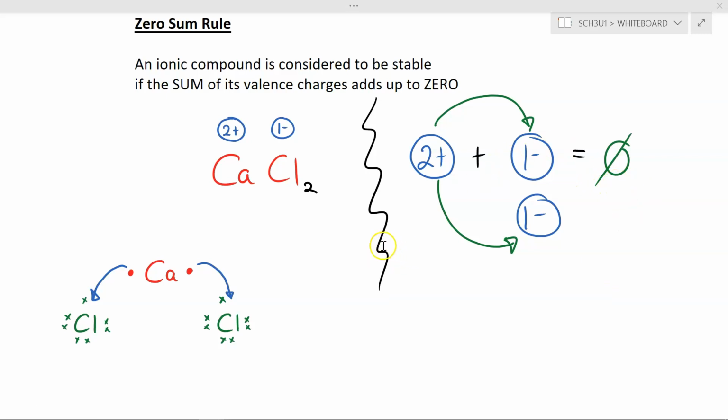Now, I know some teachers like to use something called the crisscross rule. That's where you take these charges and cross.